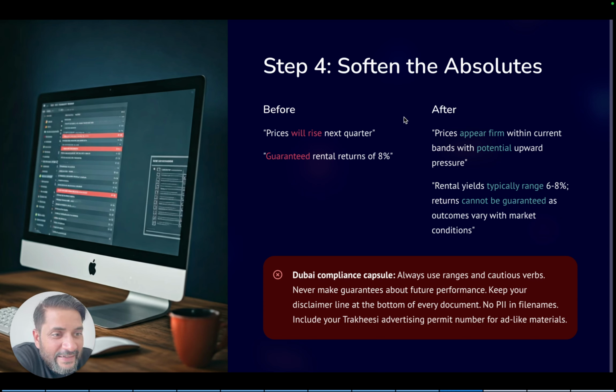Or text like guaranteed rental returns of 8%, change it to rental yields typically range 6 to 8%. Returns cannot be guaranteed as outcomes vary with market conditions. See the difference. Same confidence, but zero compliance risks. And always use ranges and cautious verbs. Never make guarantees about future performance. Keep your disclaimer line at the bottom of every single document. No PII, personally identifiable information, in file names. And for any ad-like creative materials, include your Trakheesi advertisement permit number and store proof of the permit. This isn't just a good practice, it is a regulatory requirement.